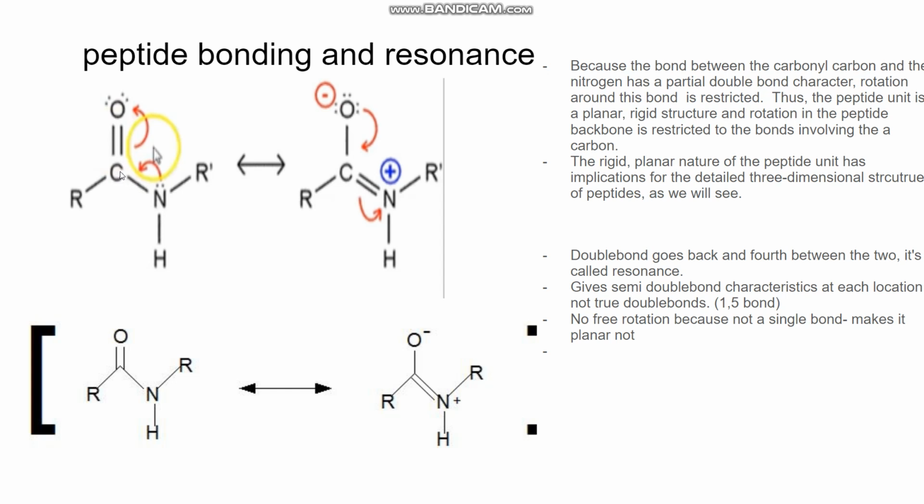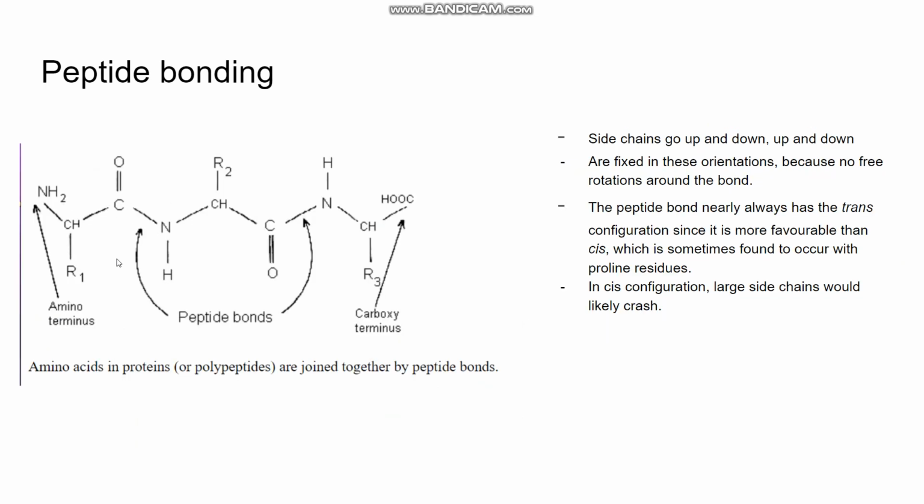Also, in a single covalent bond, we have free rotation, but because this is not a single covalent bond, in reality you don't see free rotation. So it will become planar. We don't see free rotation. And this is very, very important for the side chains of polypeptides, right? So here we have the side chains, right?